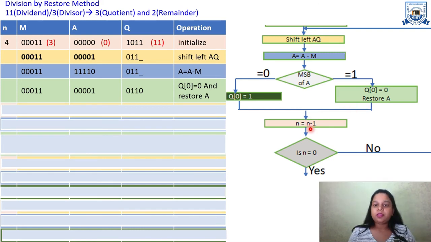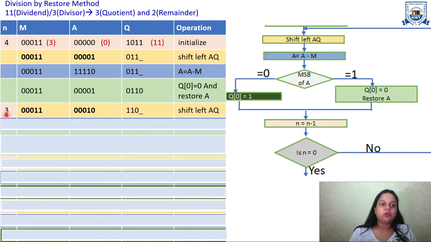Next we can see that it is n is equal to n minus 1. What is n? N was 4. We need to subtract 1 from 4. So here we need to write 3. So third step is written over here. Next we will check if n is equal to 0. So is my value of n 0? No, it is 3. So it is false. So we will go back and start this algorithm again.